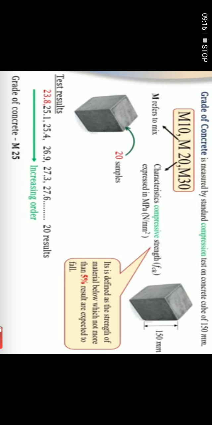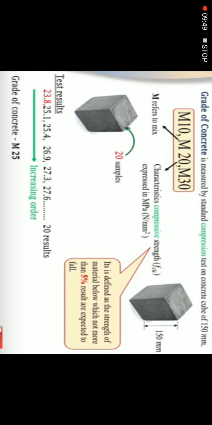So characteristic compressive strength means 20 samples, that is cubes of size 150 by 150 by 150 mm, are cast. Then it is PCC. Okay, it is not RCC, it is PCC because it is a cube, so reinforcement will not be provided. Then it will be tested after 28 days curing.